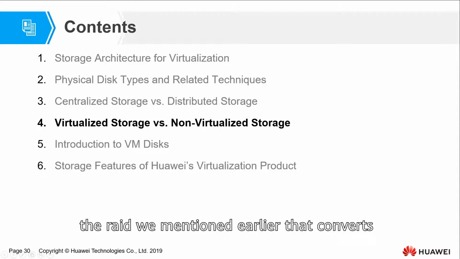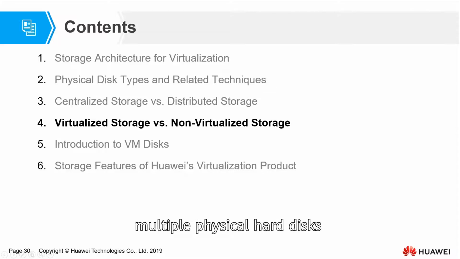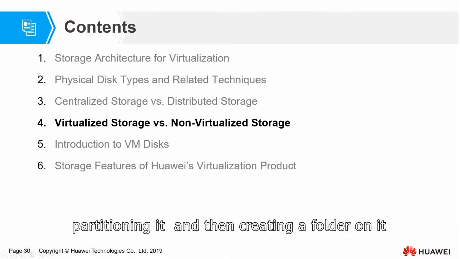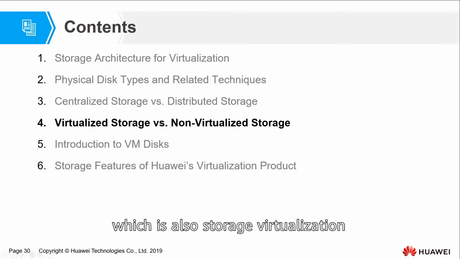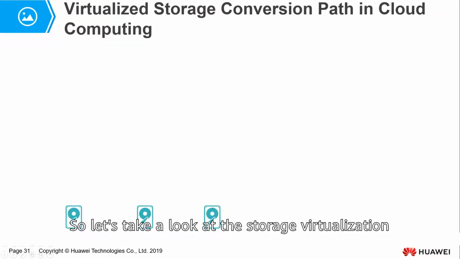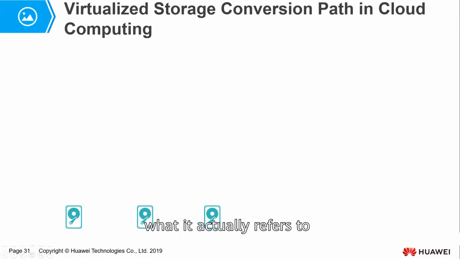For example, the RAID we mentioned earlier that converts multiple physical hard disks into a logical physical volume is storage virtualization. This includes formatting the hard drive, partitioning it, and then creating a folder on it, which is also storage virtualization. So, let's take a look at storage virtualization on the cloud. What it actually refers to, and what its conversion path is.